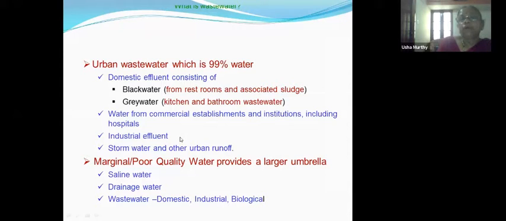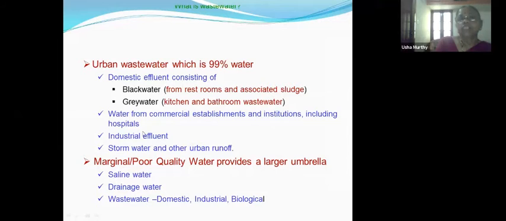Maybe this may not be a big problem now, but still this is also one of the components of urban wastewater. And apart from it, it also includes storm water, that is urban runoff after the rains. So this is included under this. And then marginal quality water provides a large umbrella, that is saline water, drainage water, wastewater.